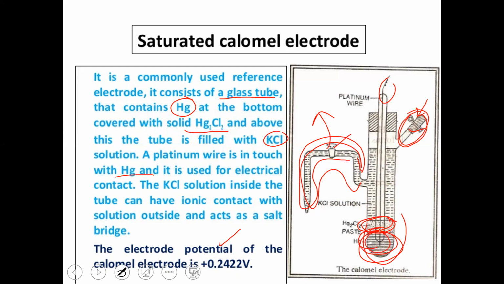One condition is that the platinum wire must touch the mercury present at the bottom of the glass tube. The side tube that contains the potassium chloride will act as a salt bridge. By using this reference electrode, we can easily determine another electrode potential. The electrode potential of the calomel electrode is 0.2422 volts. So this is the construction of the calomel electrode.